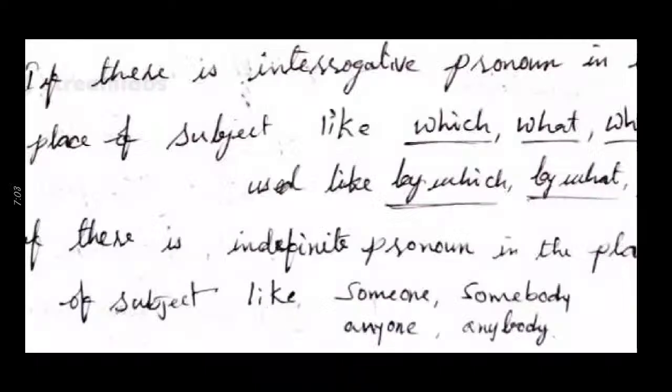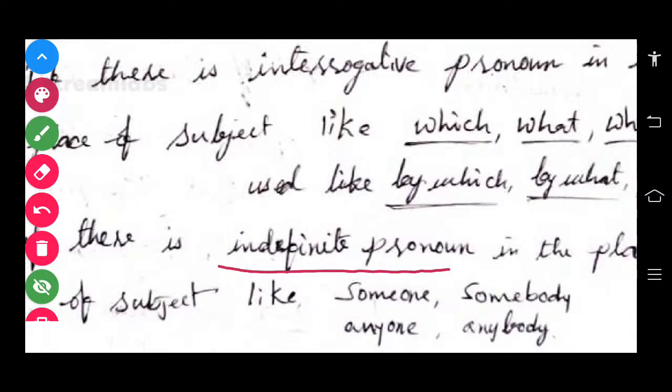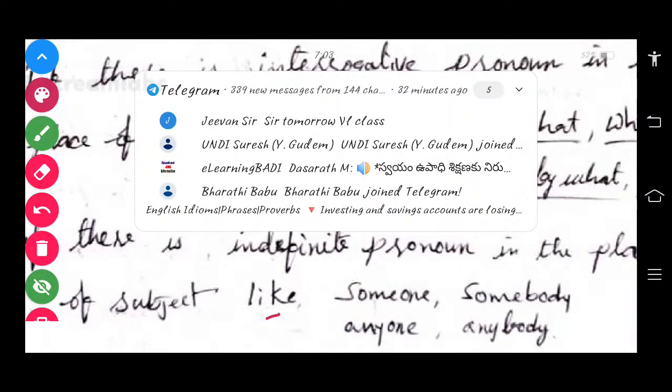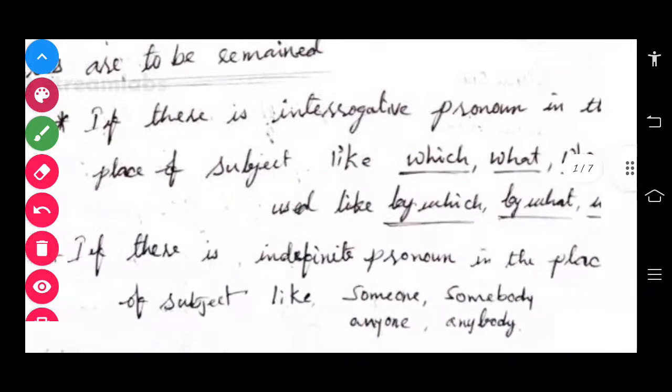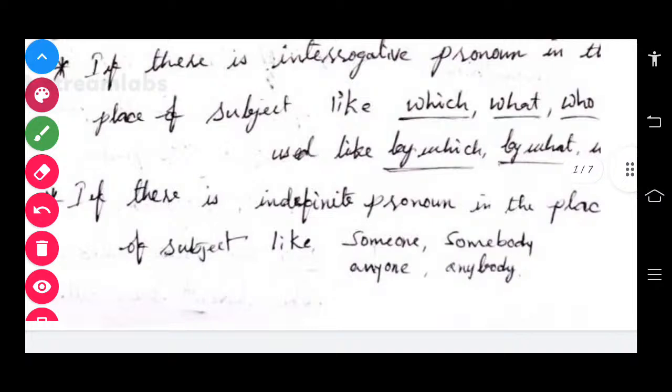So what are indefinite pronouns? What are the singular indefinite pronouns, what are the plural indefinite pronouns, and which indefinite pronouns can be used both as singular as well as plural? Today I would like to tell you all these things. So here, if there is an indefinite pronoun in the place of the subject, now I am reading this one.